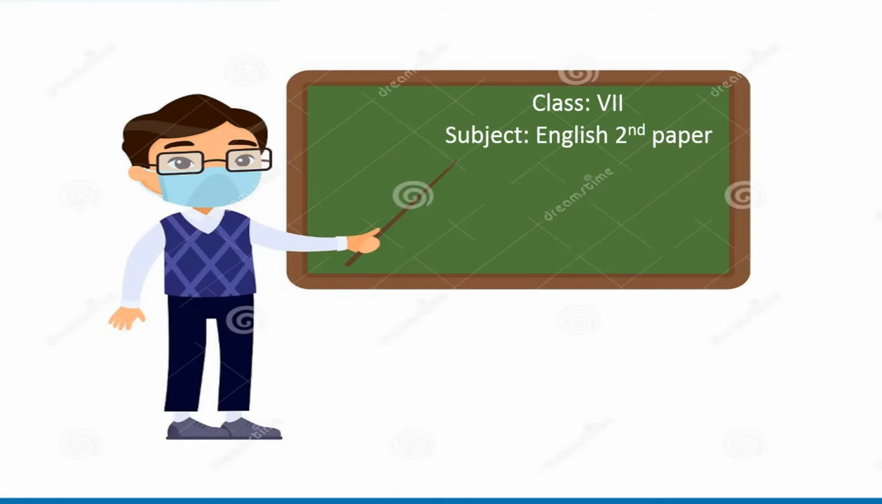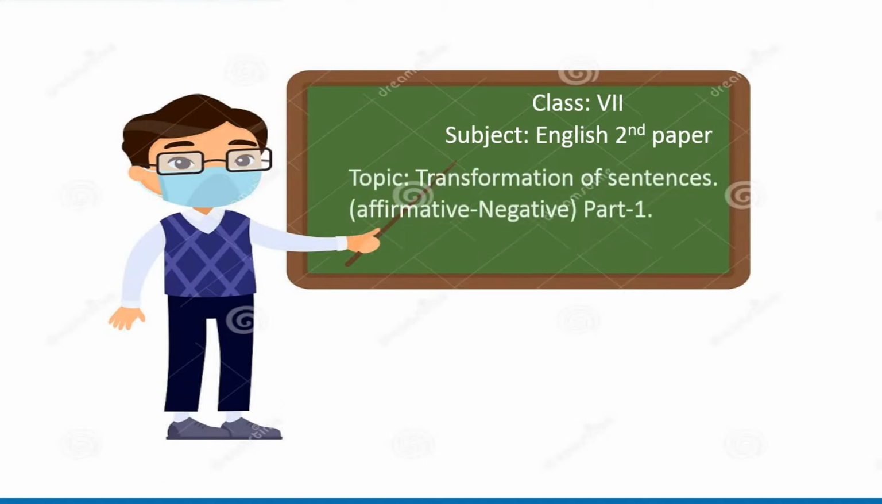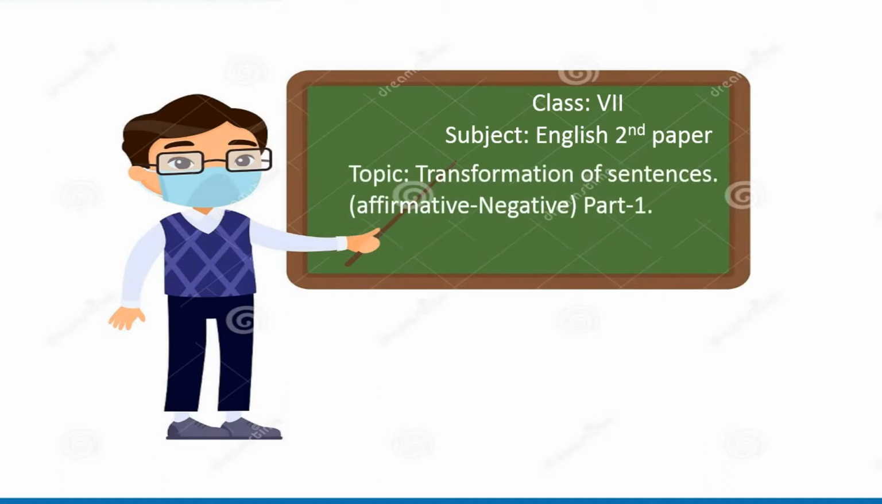So, in our previous classes, we have learned about the right form of verbs, and in the meantime, simultaneously, you read another grammar item, narration. So today I will start another grammar item. So topic, transformation of sentences, that is affirmative to negative, that is part 1.